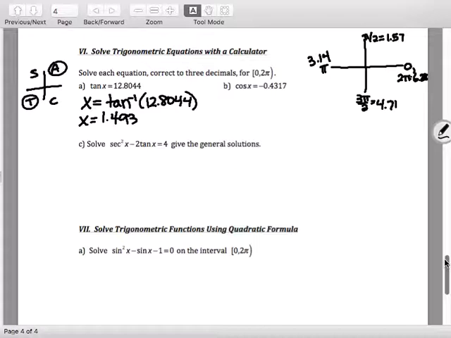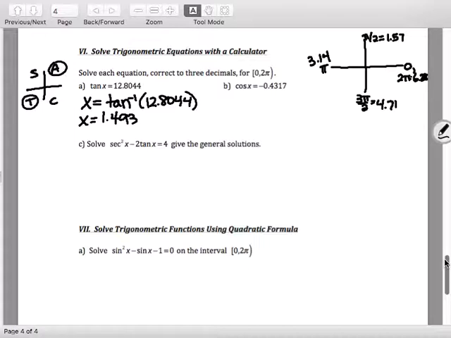So I got 1.493. Now I want you to stop, and I'm going to try and go nice and slowly today, okay? If I do 1.493, what quadrant is it giving it to me in? The first. In the first. All right. So that's one of my answers, first quadrant.